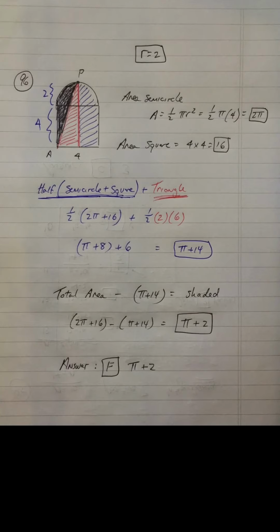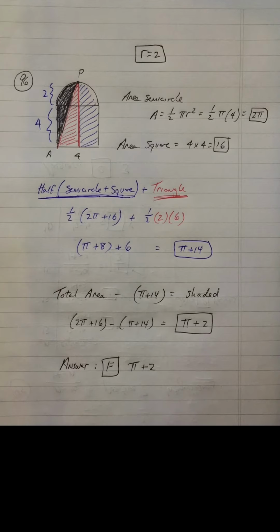So the total area would be 2 pi plus 16. But now let's focus on the 3 shapes. Well, the half of this shape, the semicircle and square, will be a half of this 2 pi plus 16, which is pi plus 8.